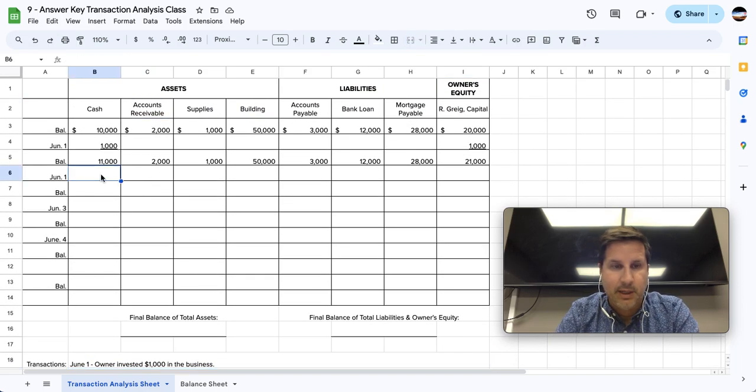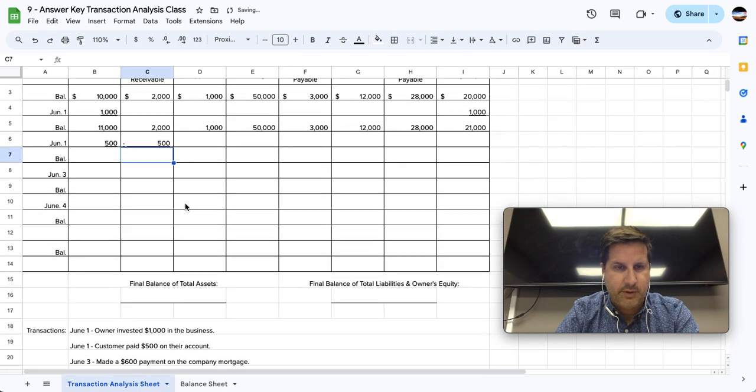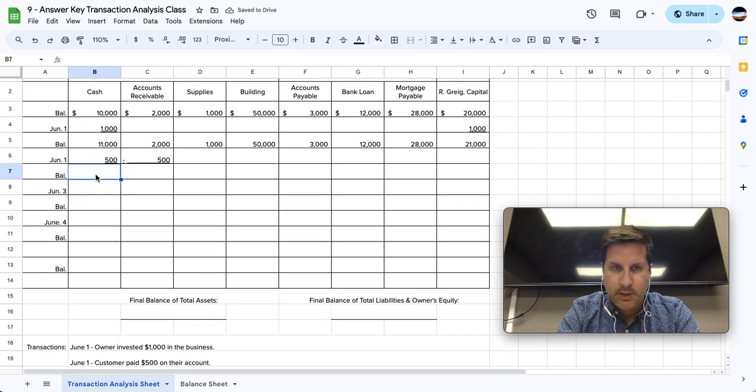If they pay us money, we have more money. But we are owed less money. So we get more money, but the customers now owe us less money, and that was for $500, correct? Okay.